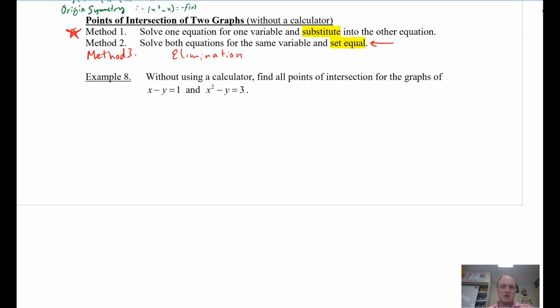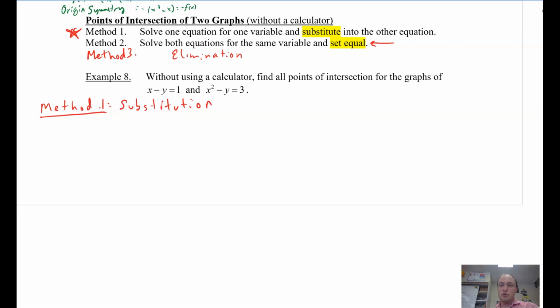But let's look at our first example. It says, without using a calculator, find all the points of intersection for the graphs x minus y equals 1 and x squared minus y equals 3. What we're going to do right now is method 1, which is substitution. Substitution is very easy. All you do is replace one variable with the other equation once you've solved for that.